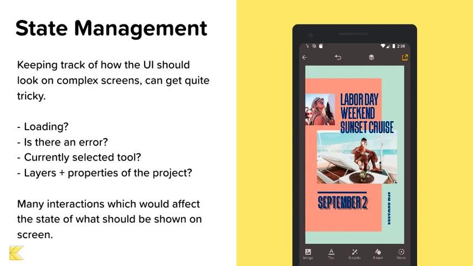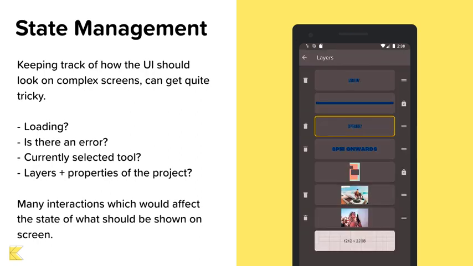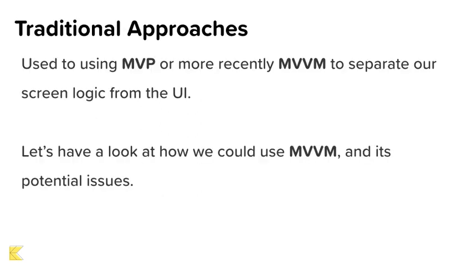And without proper state management, keeping track of what should be displayed on screen could be really tricky. So, some traditional approaches that you might be used to using are the pattern of MVP, or Model View Presenter, or more recently, maybe something like MVVM to separate your logic from your UI. Hopefully you're using some pattern and you've separated your logic from your UI, because if you haven't, then you've probably got bigger problems than what I'm about to talk about. So come chat to me afterwards and I can help you with your state problems.